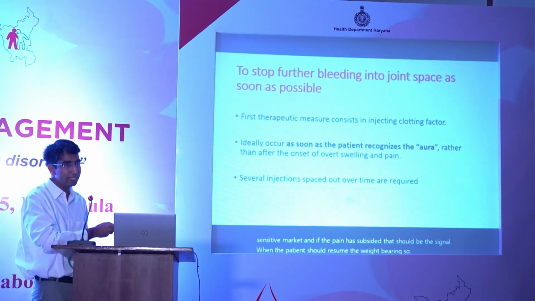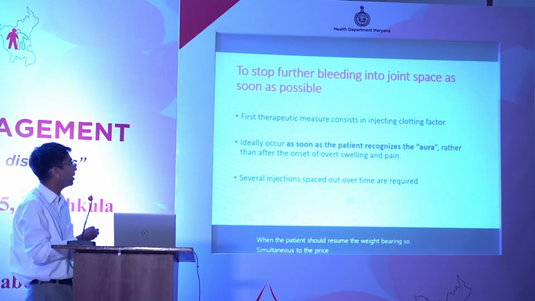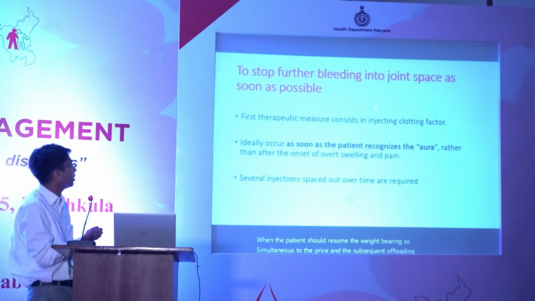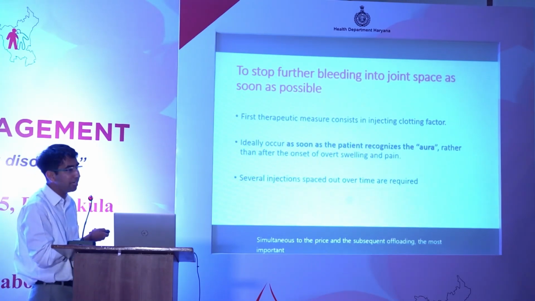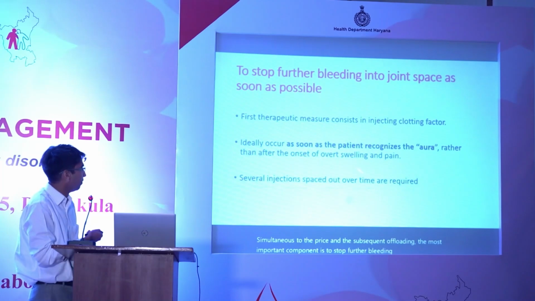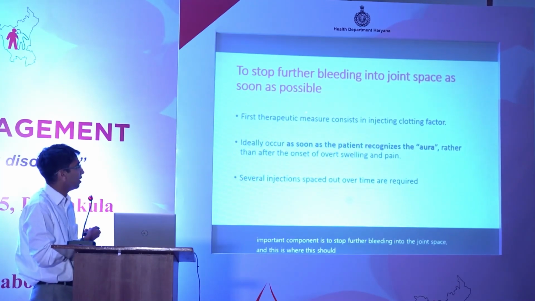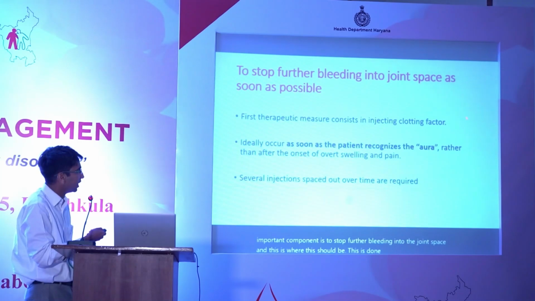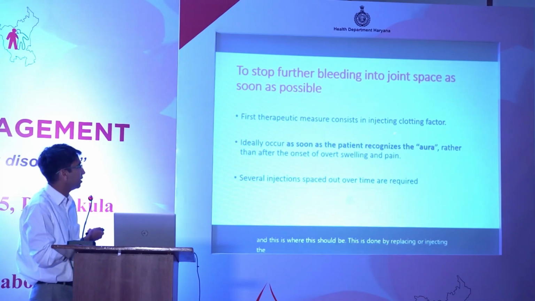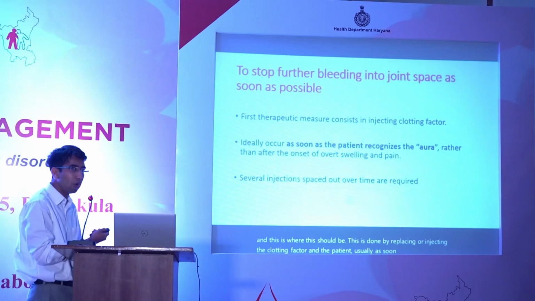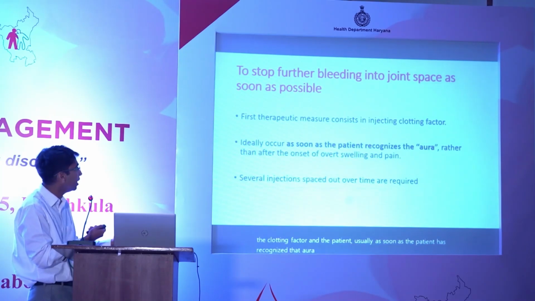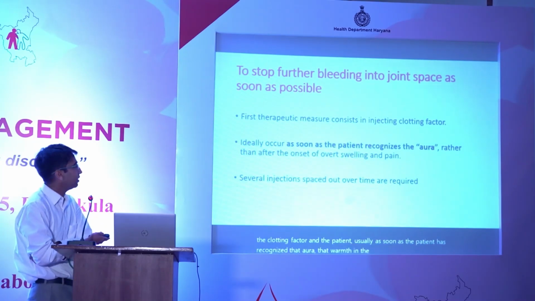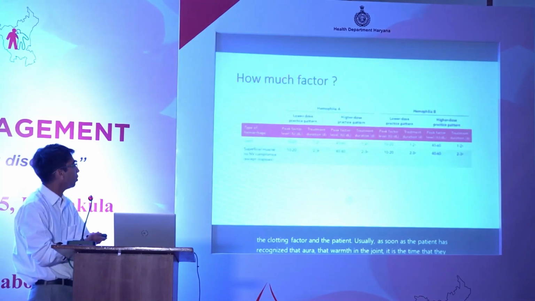Simultaneous to the PRICE and the subsequent offloading, the most important component is to stop further bleeding into the joint space, and this is done by replacing or injecting the clotting factor. As soon as the patient has recognized that aura, that warmth in the joint, that is the time they should immediately inject the clotting factor.